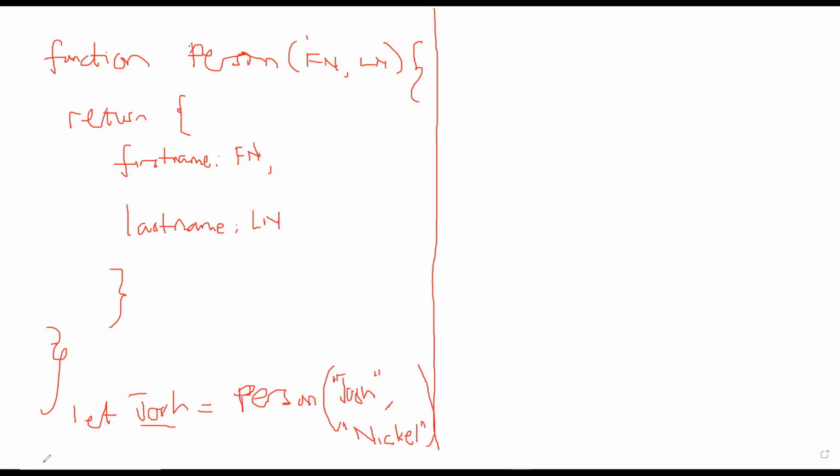So this person now, if I do console.log, Josh, I will have Josh Nicole inside the object. Now let's come to, this is factory function. Now let's come to constructor.